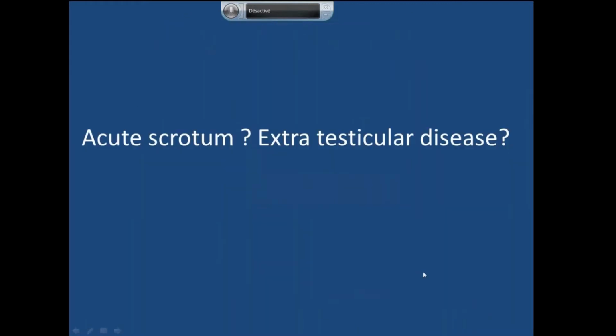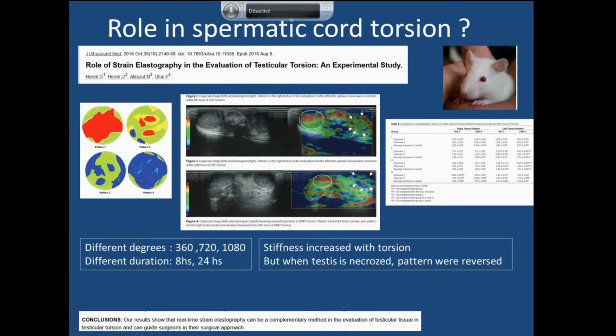What about acute scrotum and extratesticular disease? This is an experimental study on rats, and it demonstrates that strain elastography could really have an added value in case of spermatic cord torsion. The stiffness increases with the degree of torsion, but when the testis is completely necrosed, the pattern is reversed.